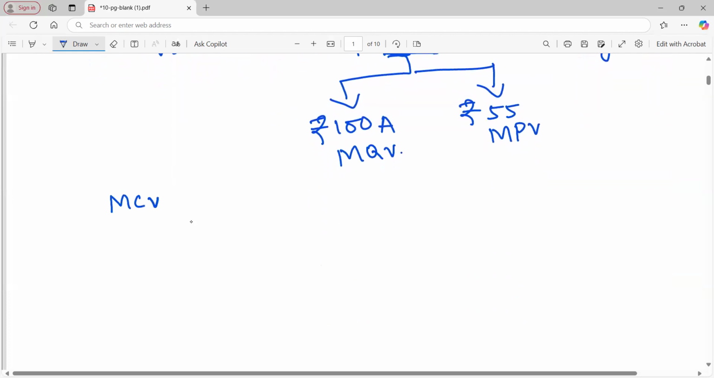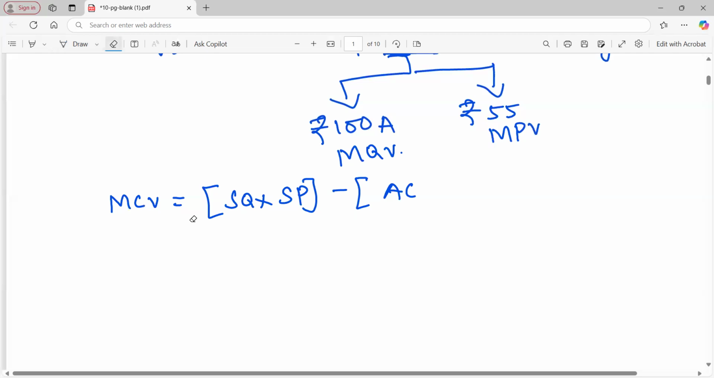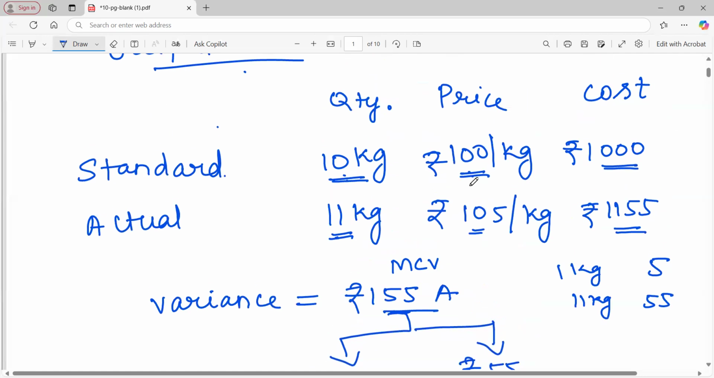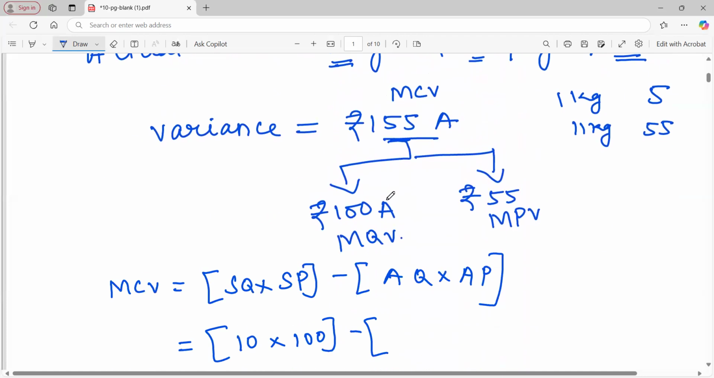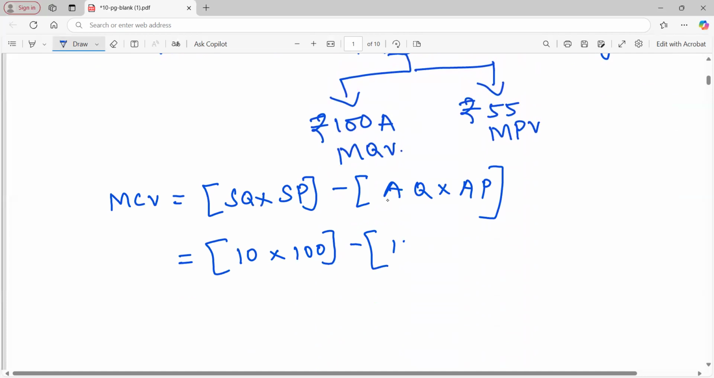The formula for calculating material cost variance: standard quantity into standard price minus actual quantity into actual price. So what is the standard quantity here? The standard quantity is 10 kg and the standard price is 100 per kg. So standard quantity is 10 into standard price 100, minus the actual quantity used by the company, which is 11 kg, and the actual price paid by the company, which is 105 per kg.